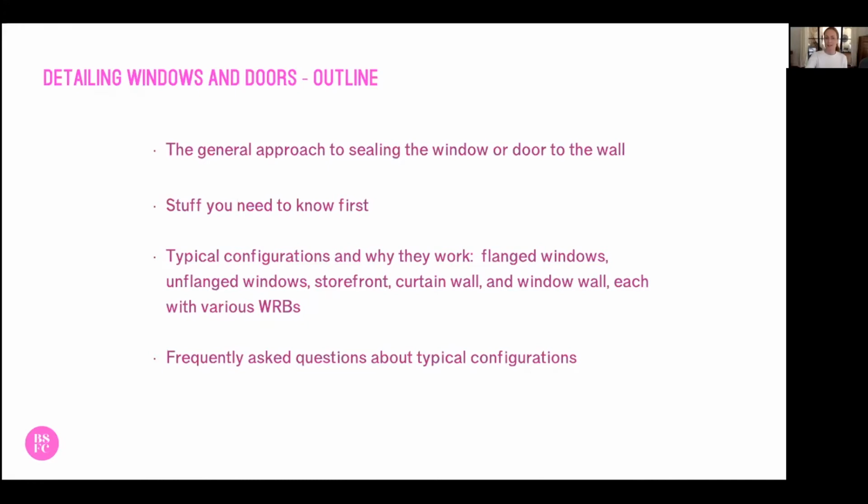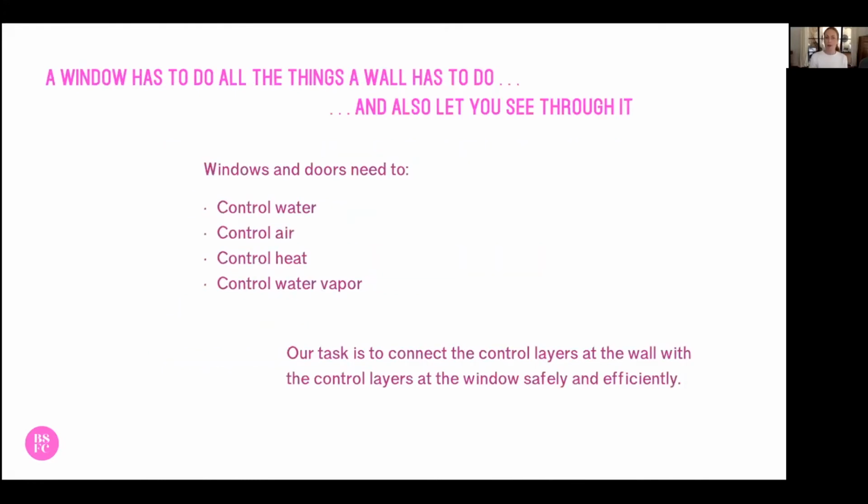Okay, so a window has to do all the things that a wall has to do, and you have to be able to see through it or walk through it, right? In the case of a door. The windows and doors need to control water, they need to control air, they need to control heat, and they need to control water vapor. Same thing as the wall. And our task is to connect the control layers at the wall to the control layers at the window in a way that's safe, durable, efficient, that kind of stuff.